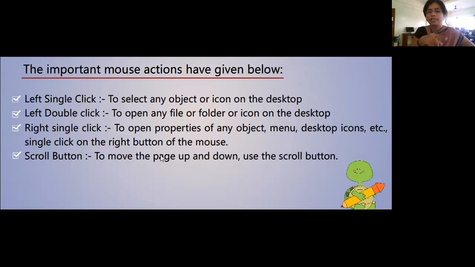Now what is right click? Right click is used to open the properties of any object or a menu on a desktop icon, etc. It is a single click on the right button of the mouse. Now the second thing, the last one, is the scroll button. To move the page up and down, we use scroll.